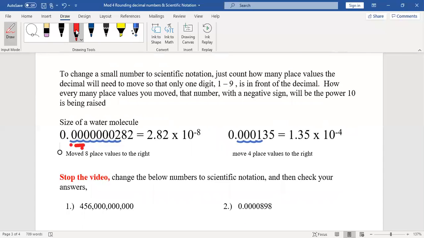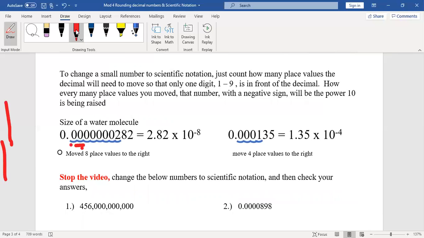On my first example, I'm moving 8 place values until I get to a number with only one digit in front of the decimal. So I end up with 2.82 times 10 to the negative 8 power. On my second example, I have to move 4 place values in order to have just one digit in front of the decimal. And that creates 1.35 times 10 to the negative 4th power.